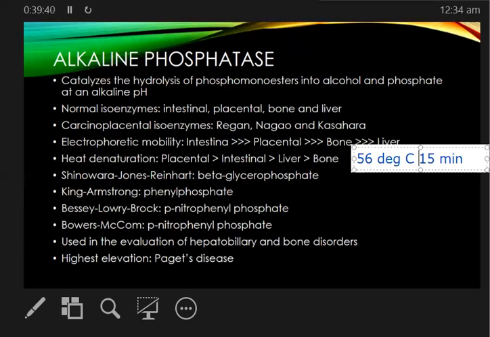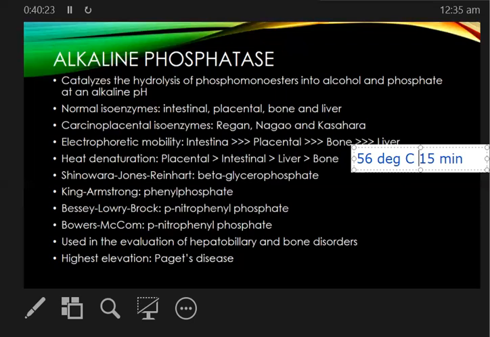Another way by which we can characterize our ALP is with the use of L-phenylalanine and urea. When it comes to urea, bone ALP is inhibited by urea, as well as your intestinal and also your liver. Phenylalanine inhibits your placental, your intestinal, and your Regan.